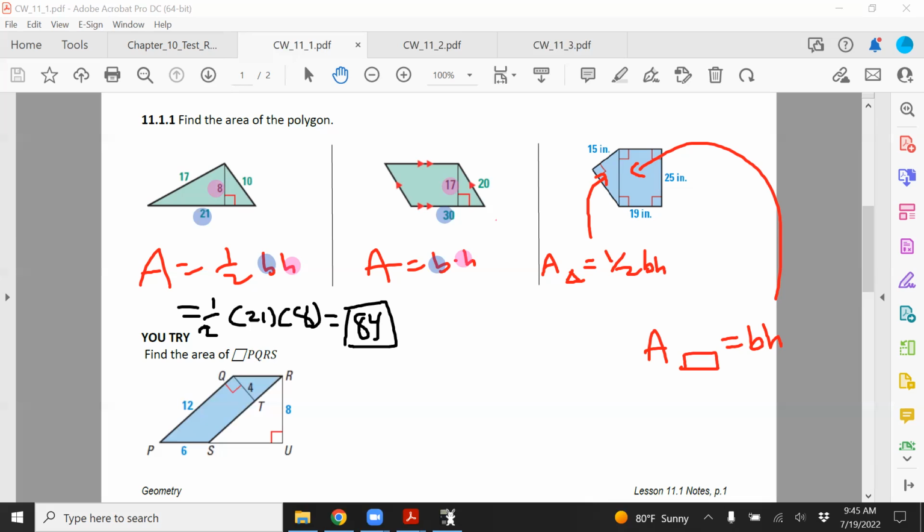Okay, and then what about for the parallelogram? The base is 30. Yeah, it's just 30 times 17. That's it. Which will be 510 if you work that out. Again, use a calculator.